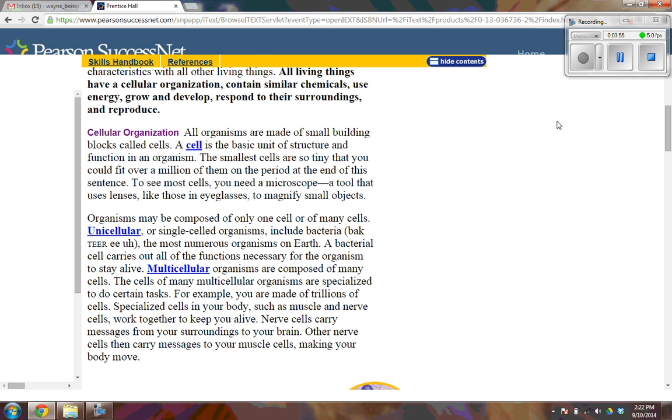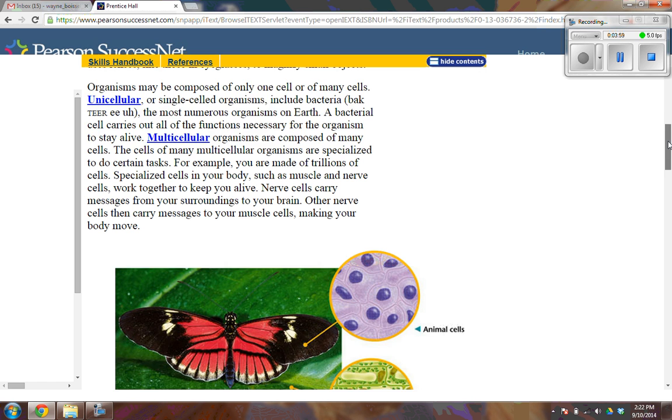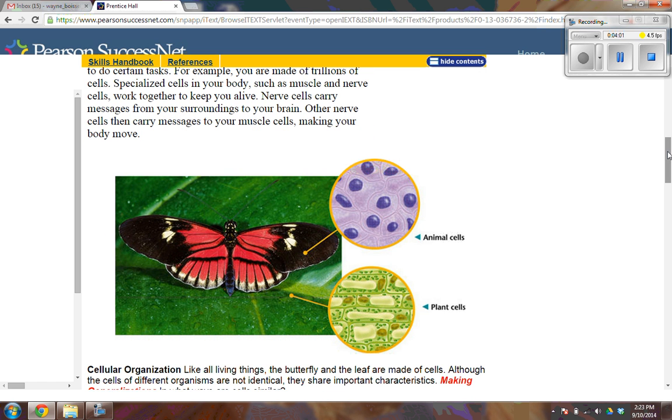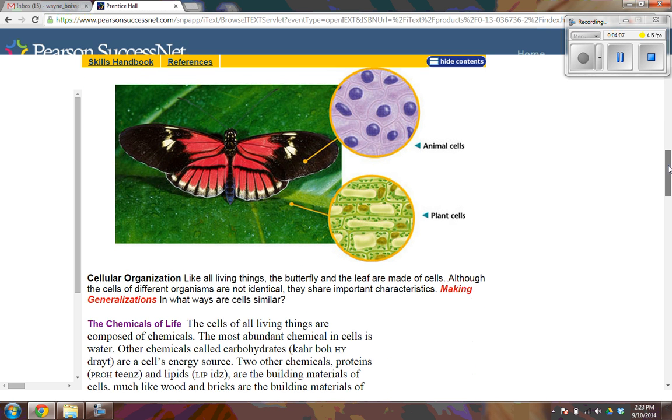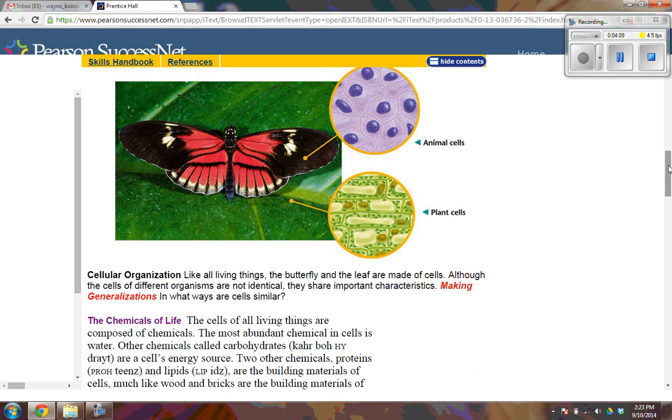So you have to think of all the different types of cells you have in your body, and that everyone does something different. Hair cells, nail cells, heart muscle cells, they all do something different. Now, this picture shows cellular organization. All living things, the butterfly and the leaf, are made of cells. Although the cells of different organisms are not identical, they share important characteristics, making generalizations.